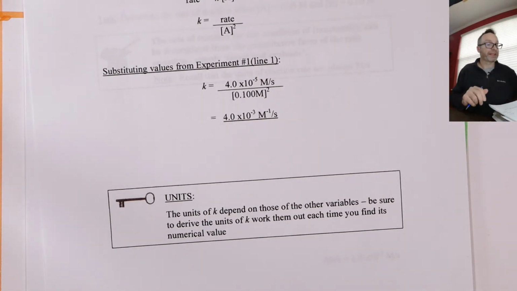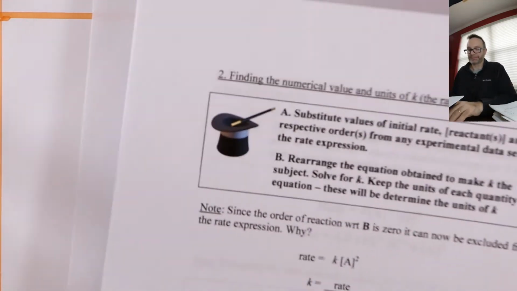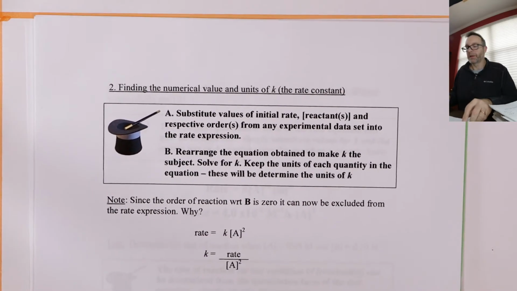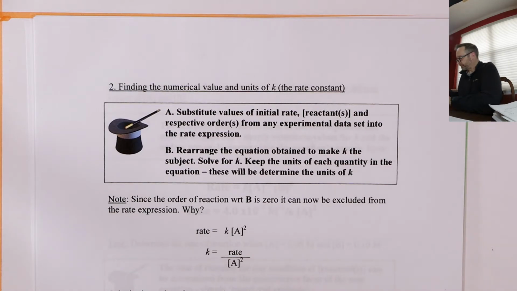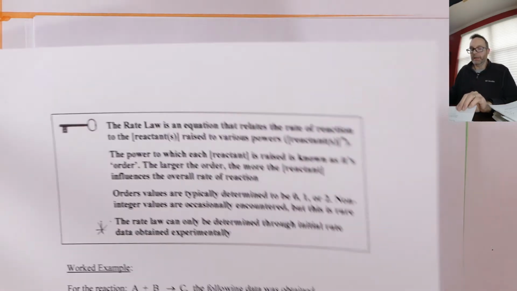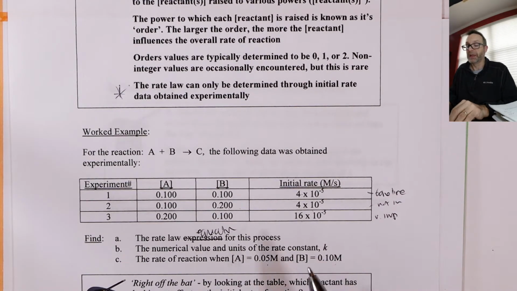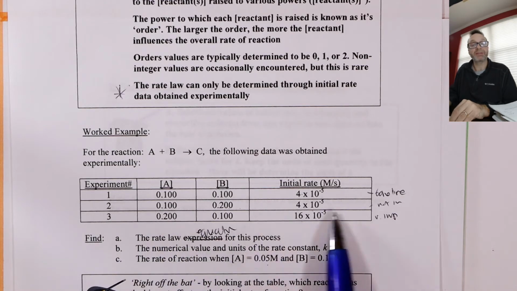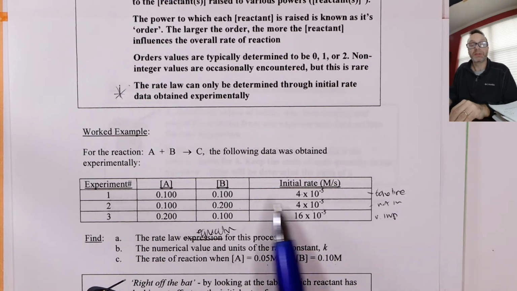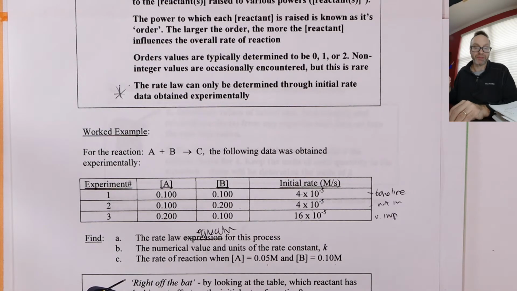Now then, finding K. I've run the math here for you. Keep going back to here. We've got to find the numerical value of K in its units. Because we have the orders now, we can take the data from one experiment, and you can choose any of the three. If you want an intellectual exercise, do this for all three experiments, and you'll always get the same answer because K is a constant. But typically we'd just choose experiment 1. We'll plug in the numbers and rearrange to find K.